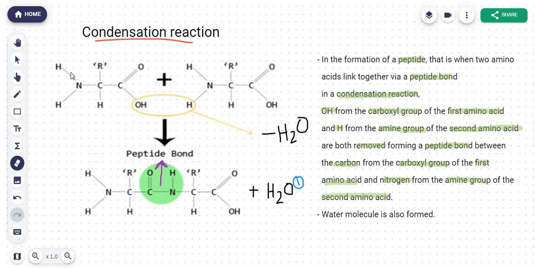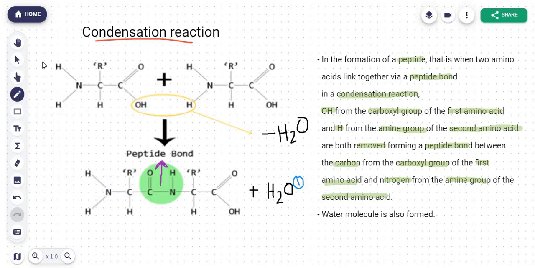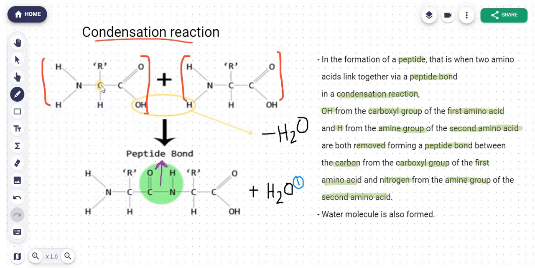Okay, so we're talking about how a condensation reaction occurs between two amino acids. So first, let me explain it. Now this here is one amino acid, and this here is your second amino acid, right here. Okay, so you can see here, I'm just going to use a highlighter, that this is your central carbon, your amine group, and your carboxylic acid, and your hydrogen, and the R group right here. And it's the same here: carboxylic acid, amine group, hydrogen right here.